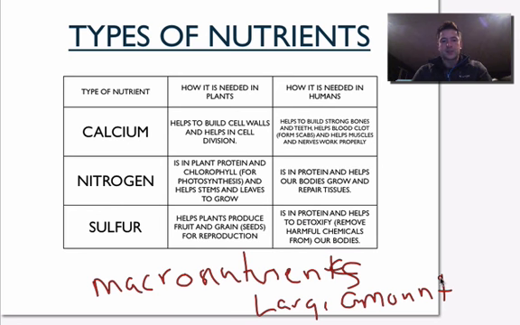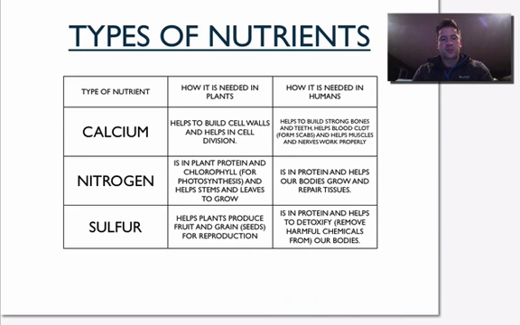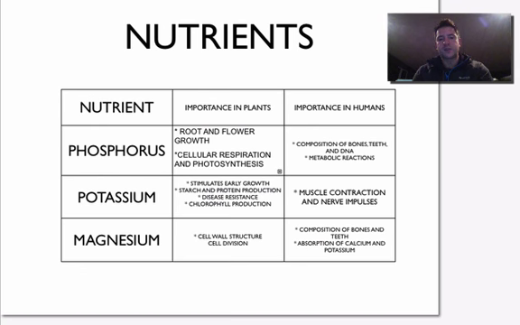And then sulfur is in protein, and it helps to detoxify, and that means it's going to remove any harmful chemicals from our body. So these are very essential nutrients that we take in, but you'll realize that there are many different elements in our body that are used to help us to function. So again, just a few more: phosphorus, potassium, magnesium. The importance of phosphorus to plants: root and flower growth, cellular respiration and photosynthesis. Okay, and in humans, it actually helps the composition of bones, teeth, and DNA, which is where our genes come from.